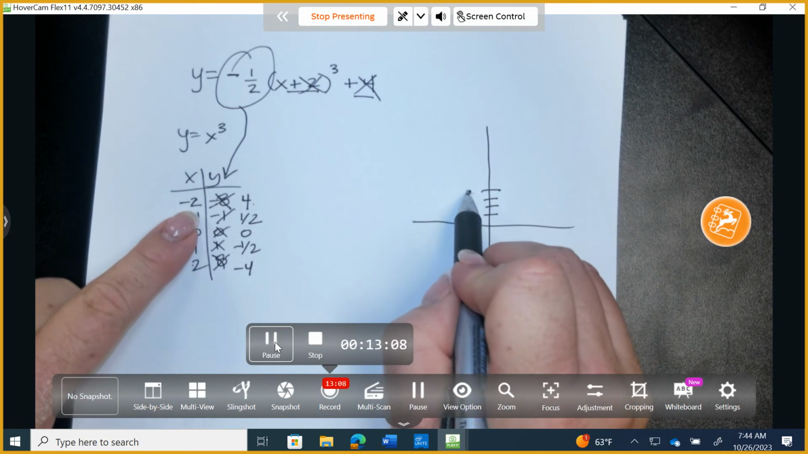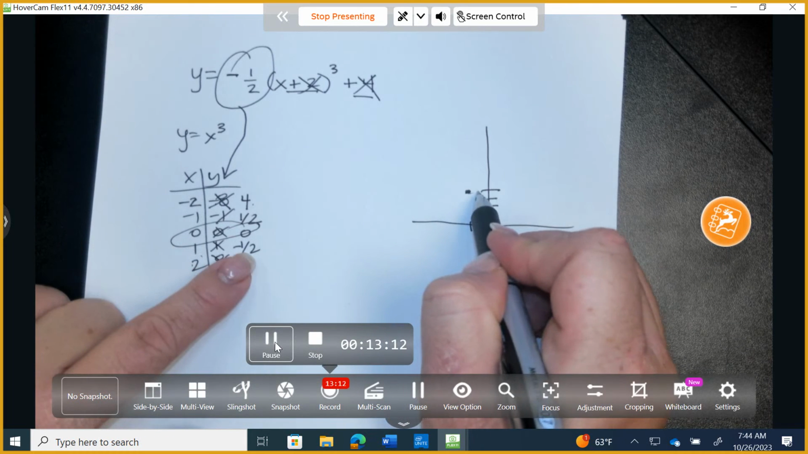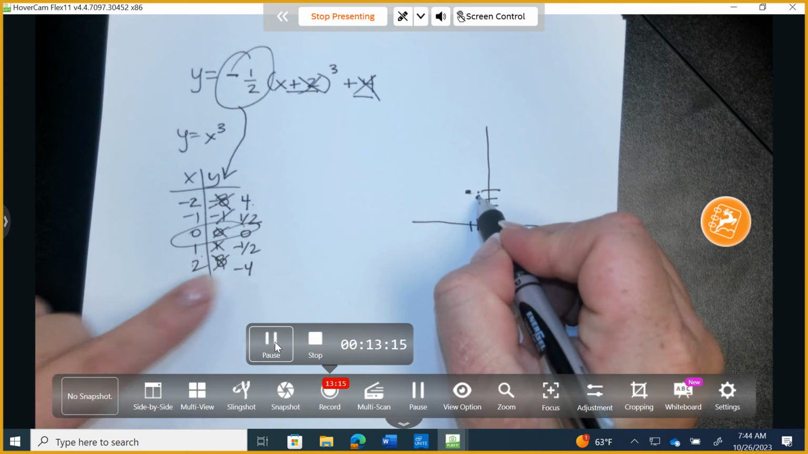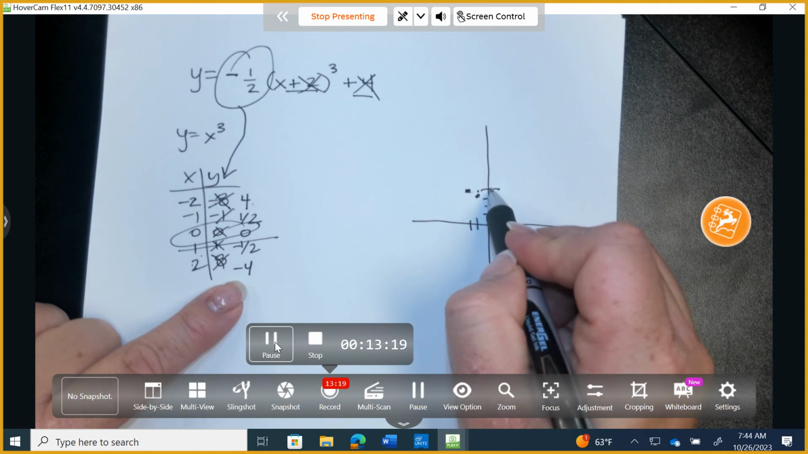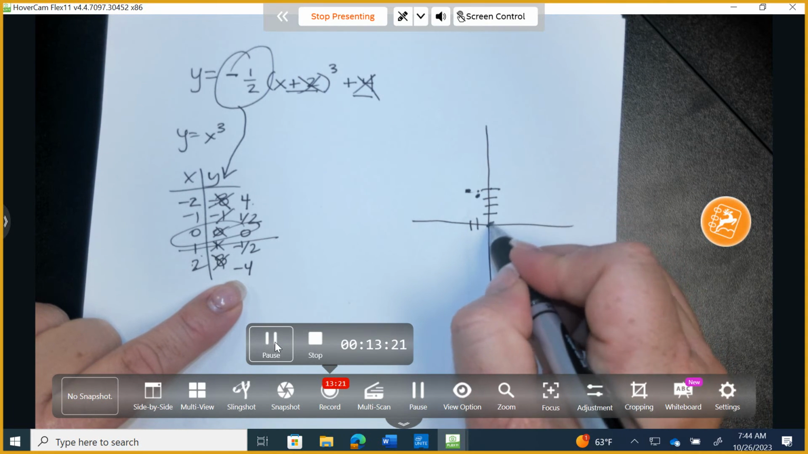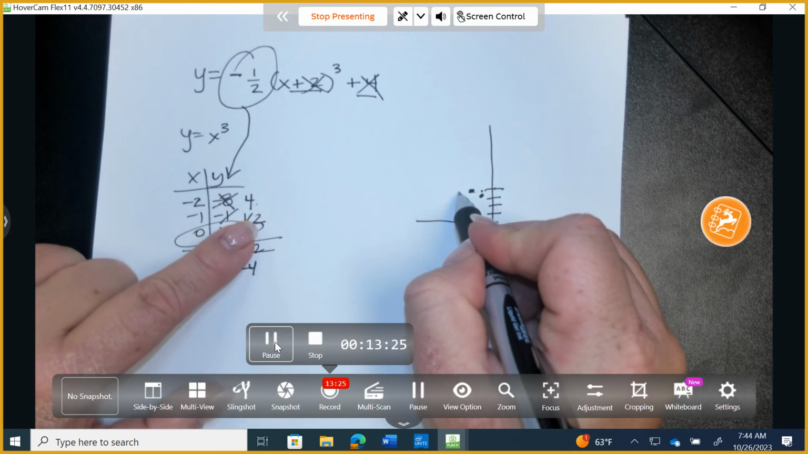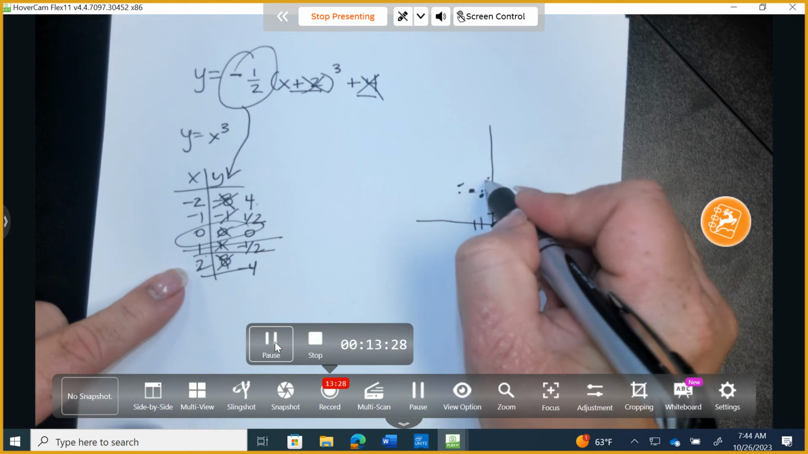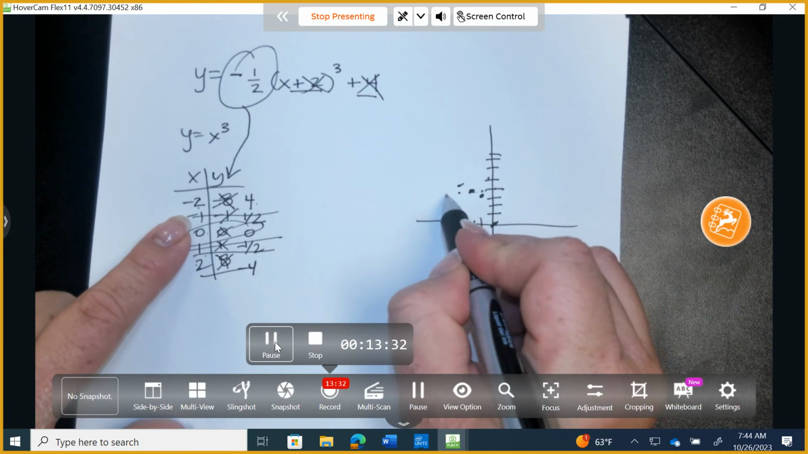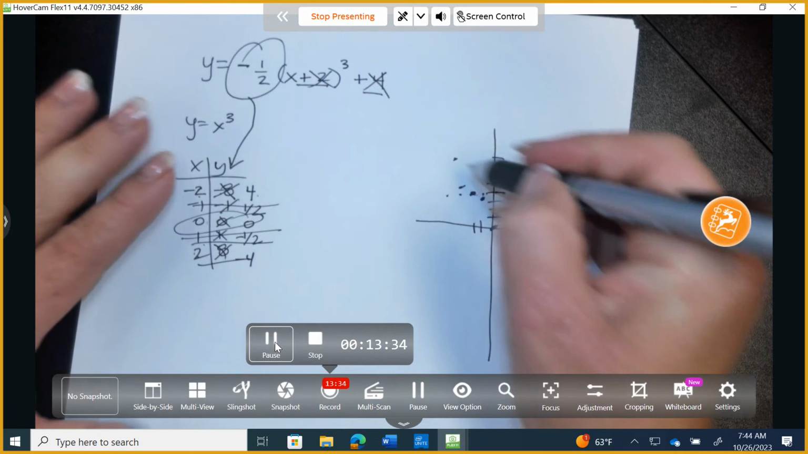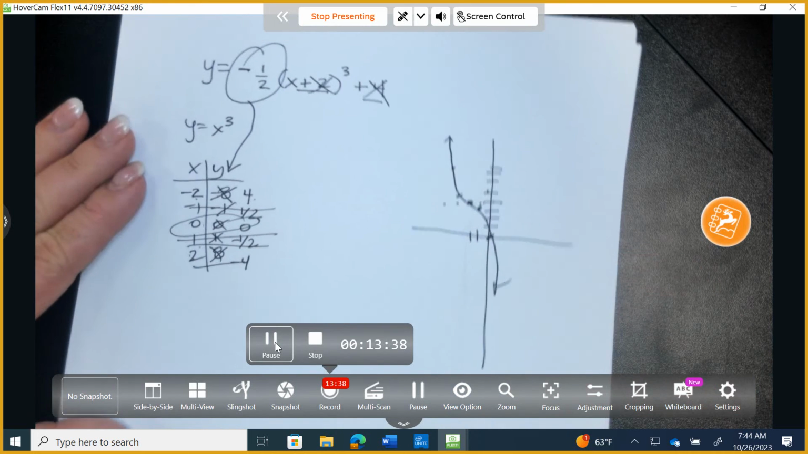So from this point, let's do this one, 1 to the right and down 1/2. 1 to the right and down 1/2. From this point, I'm going to go 2 to the right and down 4. Back to this point, 1 to the left and up 1/2. And lastly, 2 to the left, 1, 2, and up 4. So it's looking something like this.